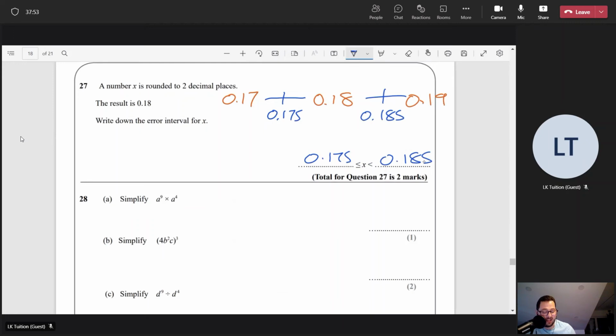Okay, now here they've given you these signs, but we know it can be 0.175 because if it's 5, you round it up. And that's why it can't be 0.185 because that would round up to 0.19. Okay, so anything in this interval is going to round to 0.18.